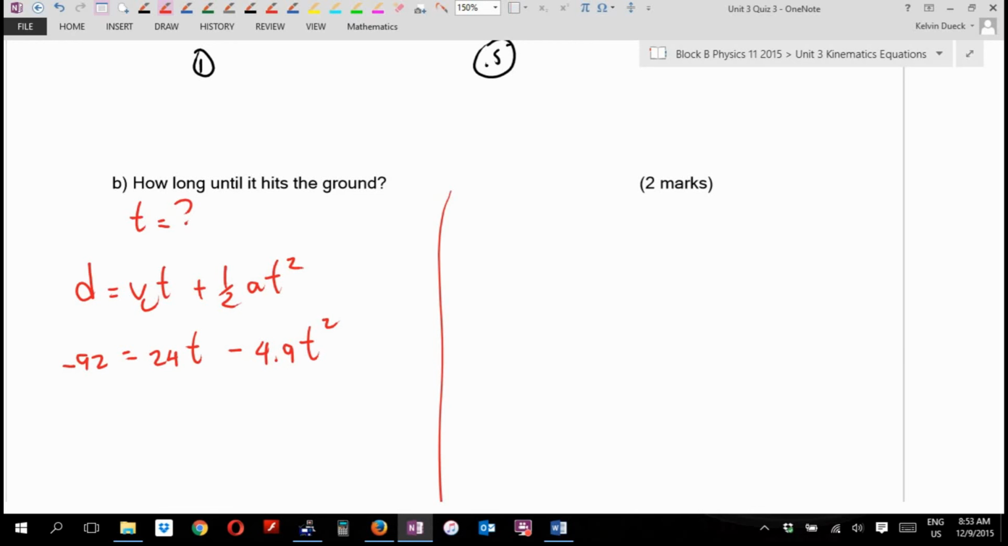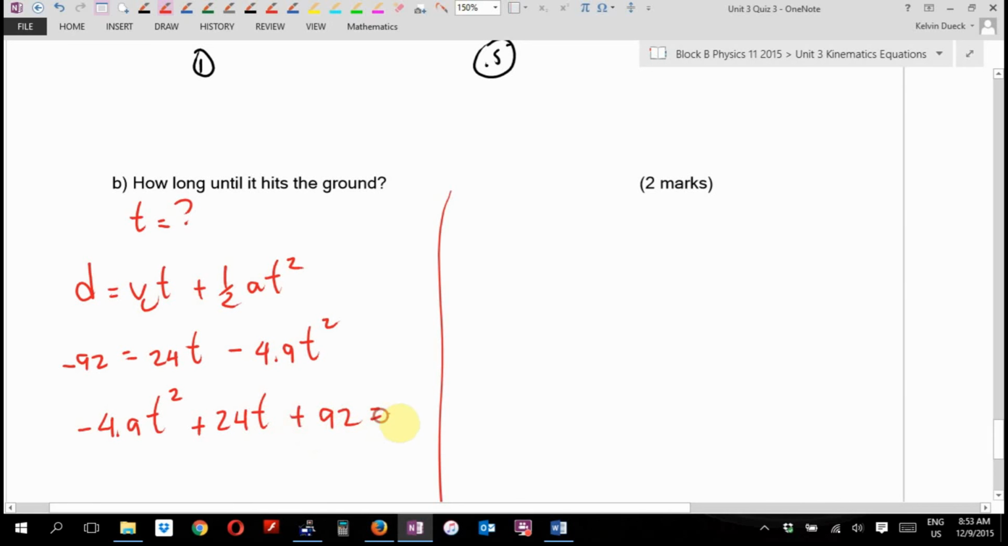And so you could go negative 4.9 t squared plus 24t plus 92 equals 0. You could plus the 92 over, and then you could go t equals negative b plus or minus the square root of b squared minus 4ac all over 2a. Or those of you that spent the extra $2 that I advised at the beginning of the year and have a quadratic solver, you could use your quadratic solver and get a root, and that all works.